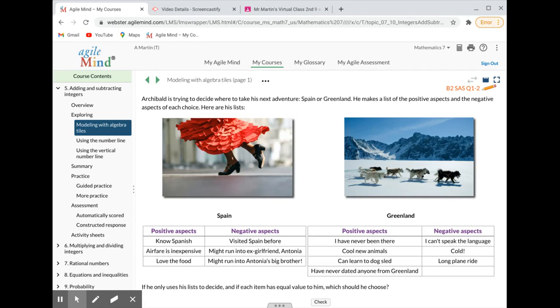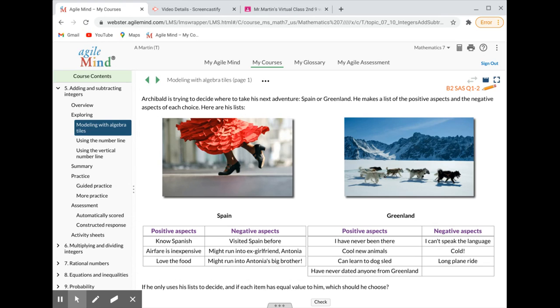Now, thinking on what Devin just said, what would we need to represent the number -4? Somebody other than Devin. Go ahead, Grayson. 4 red tiles? Correct. And that would equal -4. So that's how we're going to be using algebra tiles today to model positive and negative integers.